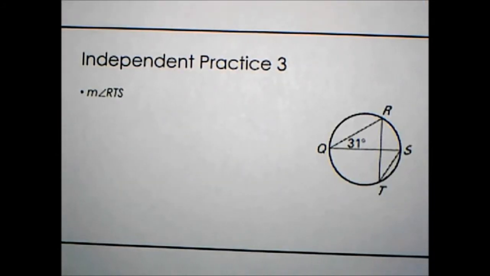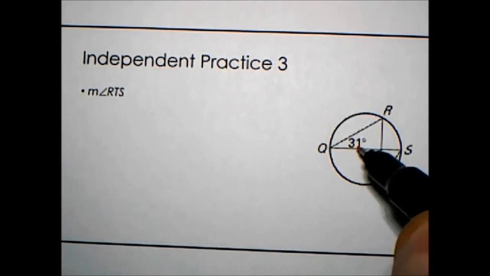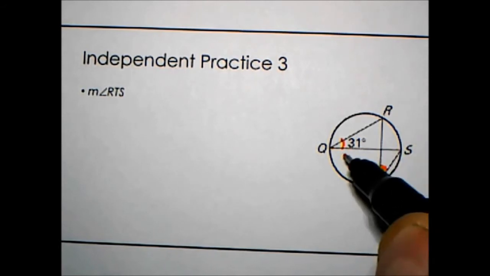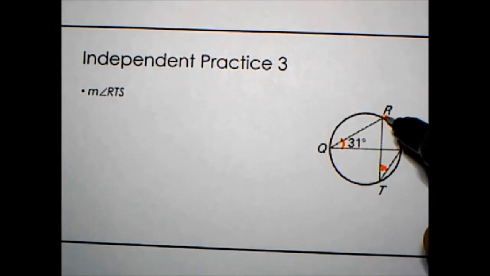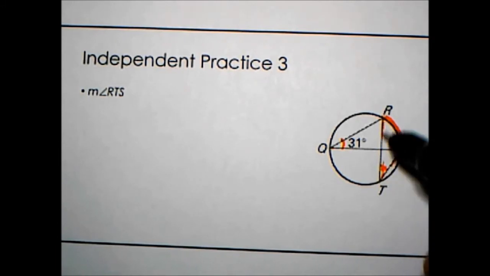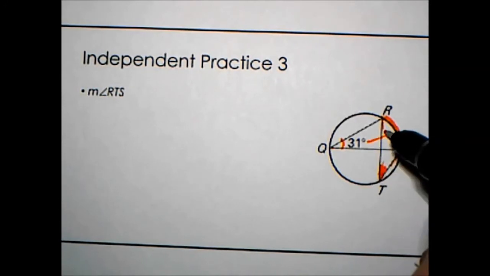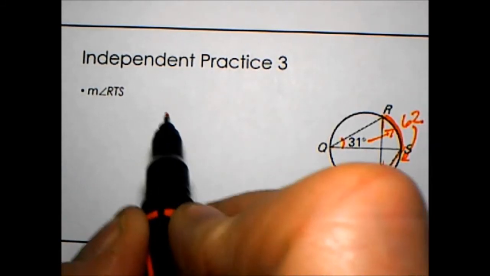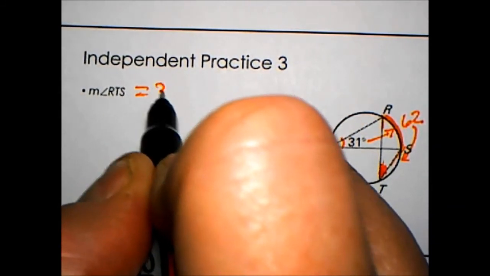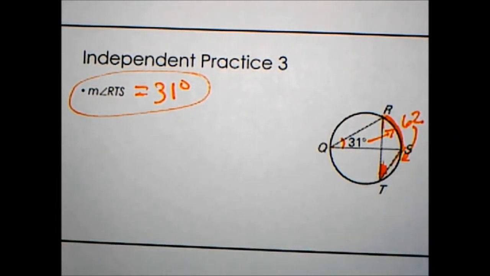Okay, number 3 wants to know what RTS is. If I look at the 31, it's an inscribed angle. Its intercepted arc is RS, which is also tied to the angle T that I'm looking for. So that means if I go to this, it's doubled. That means this is 62, and then when I go back this way, I divide. That means that angle is equal to 31 degrees. Remember, those angles will be congruent when they have the same intercepted arc.